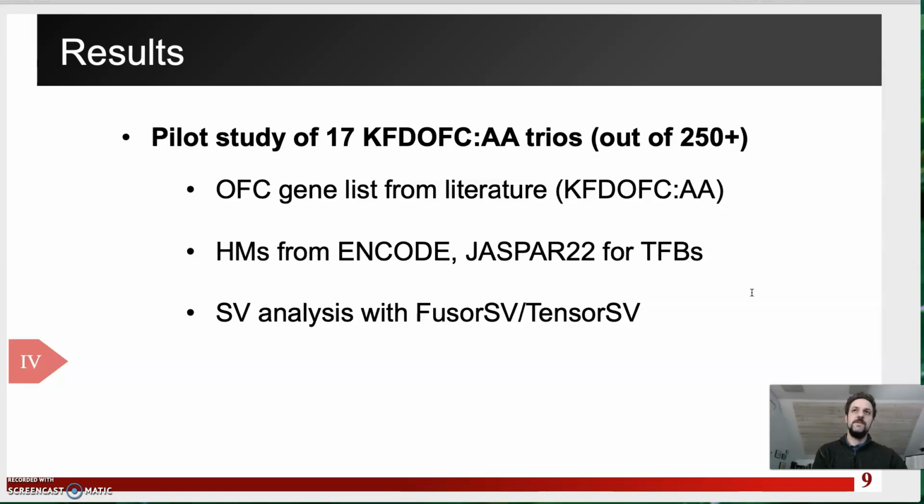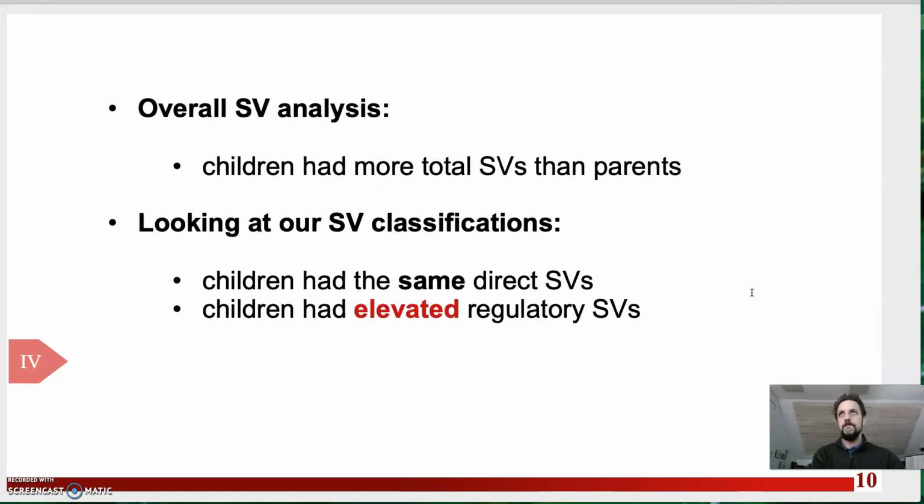We then pulled external histone modification data from ENCODE, and we pulled the transcription factor binding site files from the JASPAR 2022 database, and we completed a comprehensive SV analysis with Fuser SV and Tensor SV.